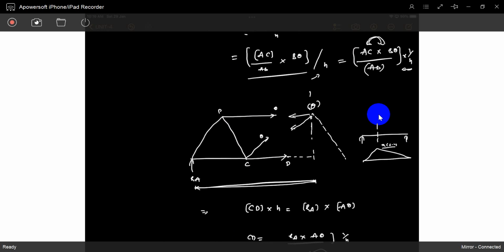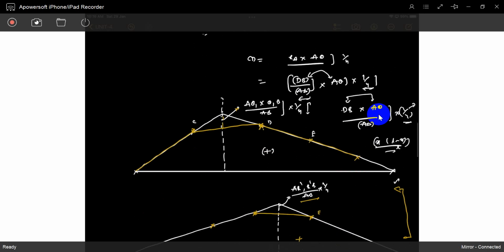Where is that location? The location is at Q, because every time you will get RA into this distance, RB into this distance. So it exactly represents the influence line for the bending moment at that location. That location is at the Q joint. That's why we get exactly this representation. Understood?